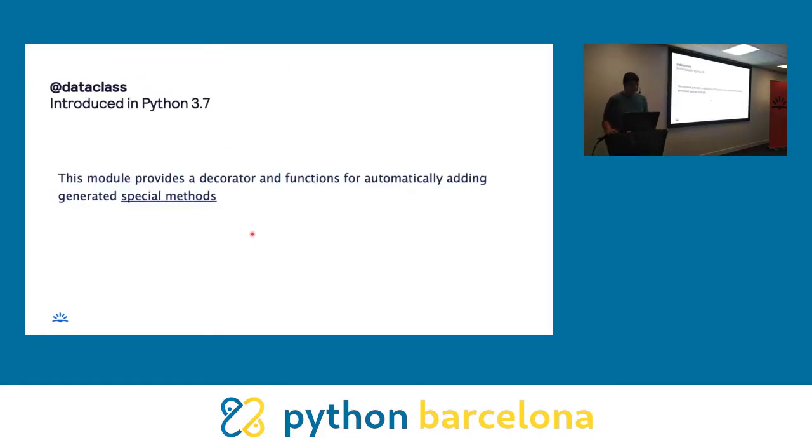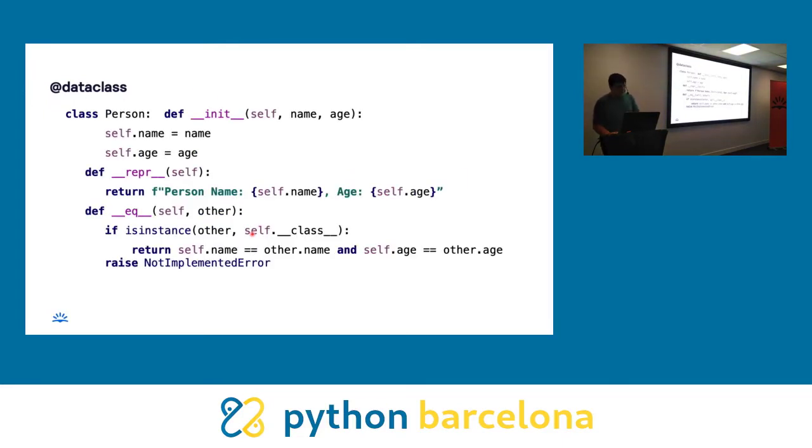After that, we have data classes. This is quite new, and this is a decorator that was introduced in Python 3.7, and helps adding special methods to the classes. You may have seen this as an example.